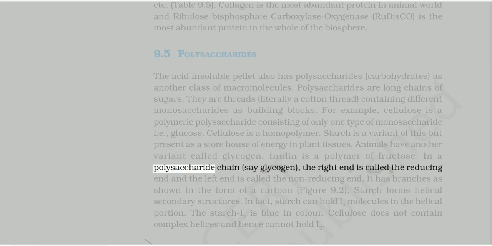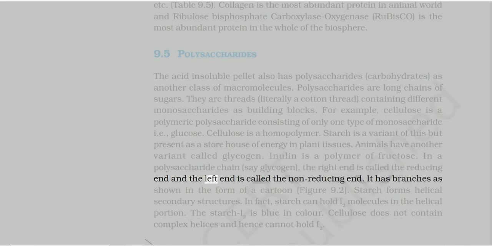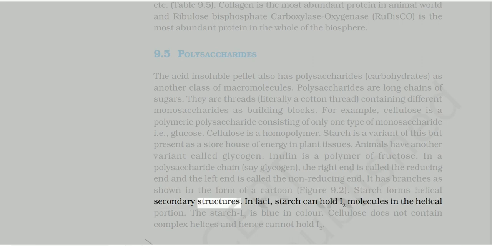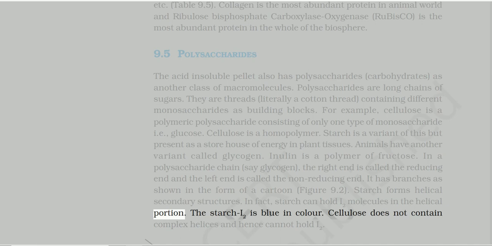In a polysaccharide chain, say glycogen, the right end is called the reducing end and the left end is called the non-reducing end. It has branches as shown in the form of a cartoon, figure 9.2. Starch forms helical secondary structures. In fact, starch can hold I2 molecules in the helical portion. The starch-I2 is blue in color. Cellulose does not contain complex helices and hence cannot hold I2.